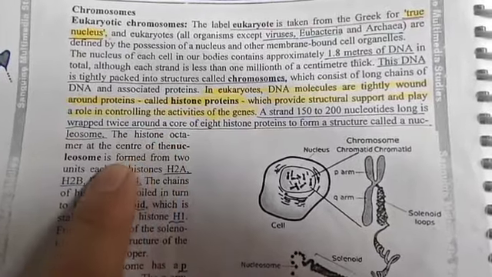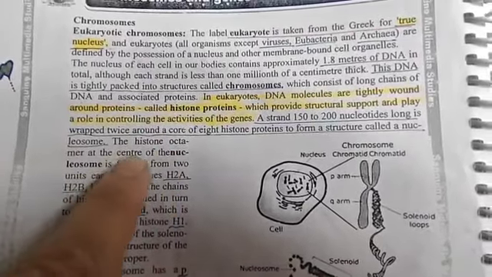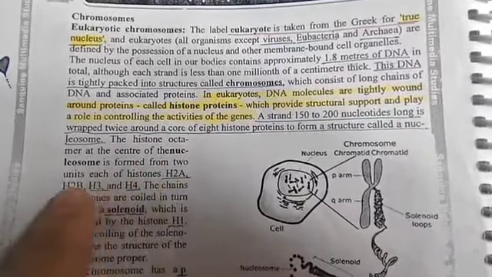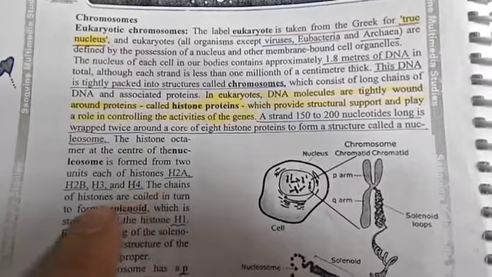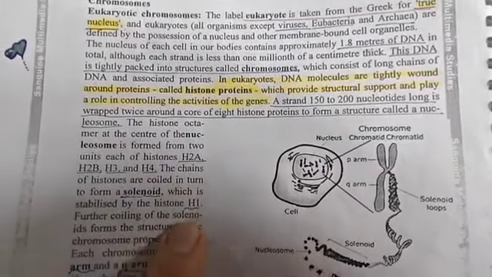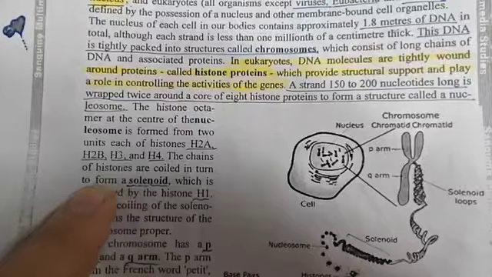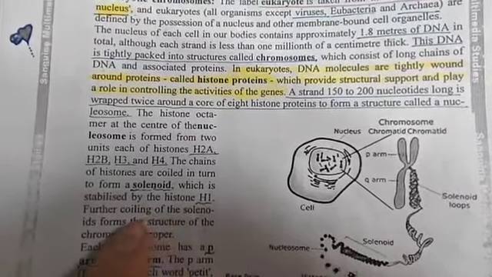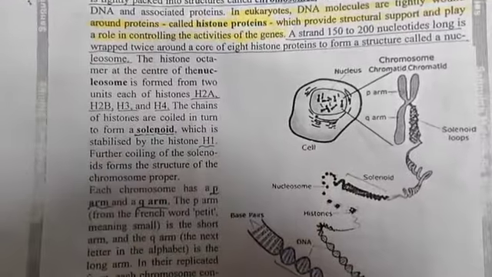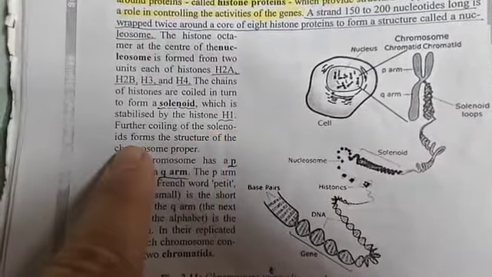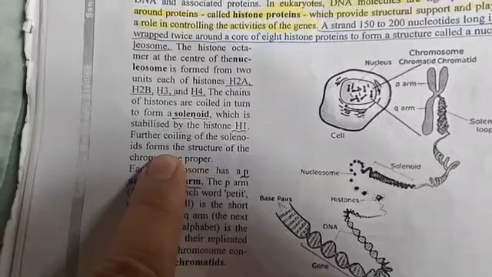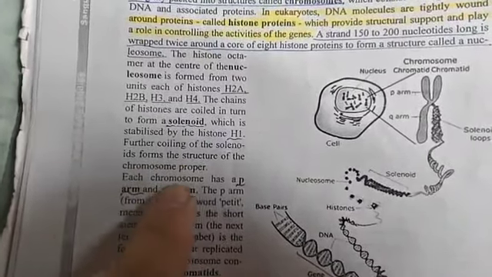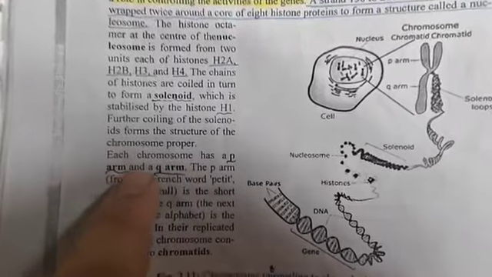The histone octamer at the center of the nucleosome is formed from two units each of histones H2A, H2B, H3, and H4. The chains of histones are coiled in turn to form a solenoid, which is stabilized by the histone H1. Further coiling of the solenoids forms the structure of the chromosome proper.